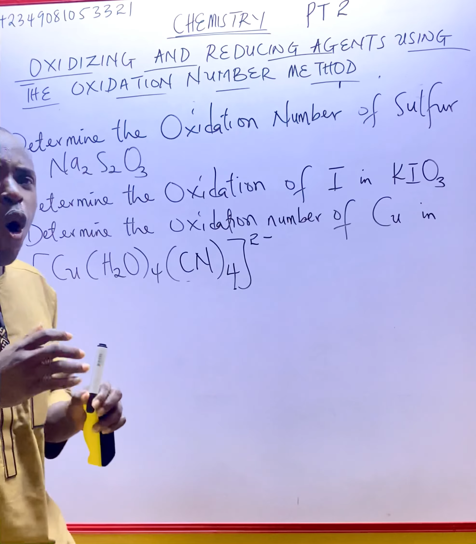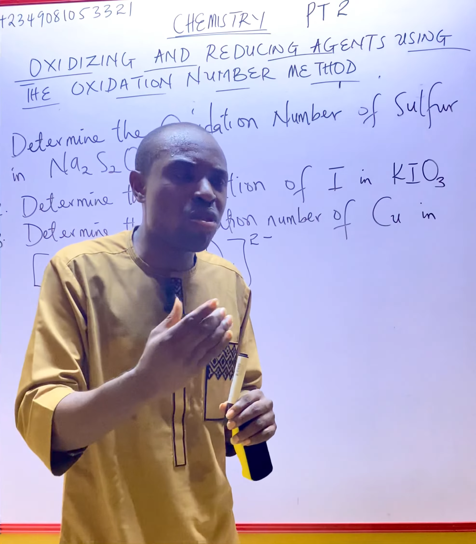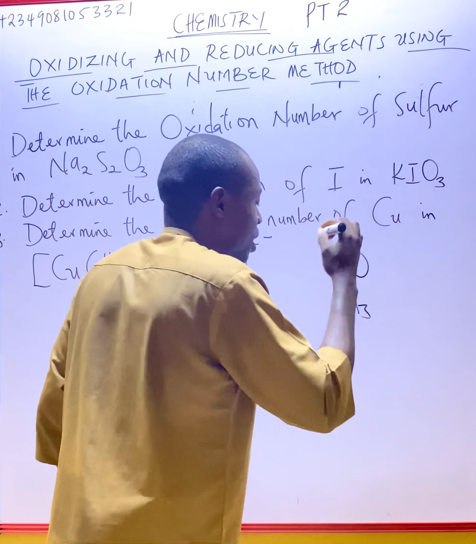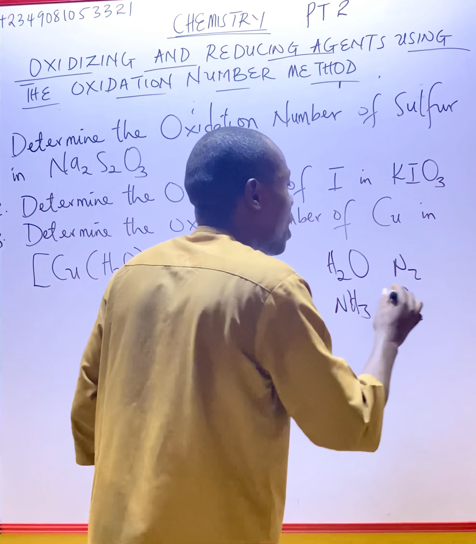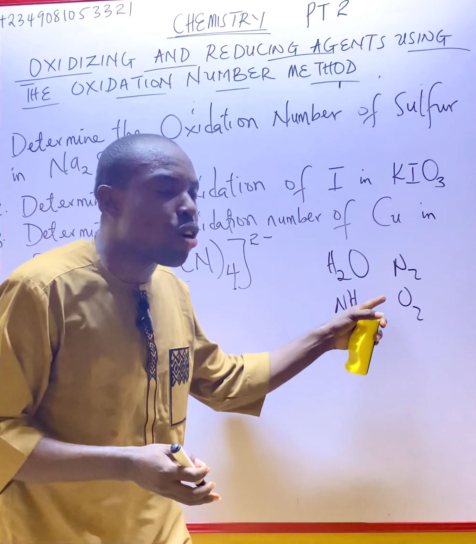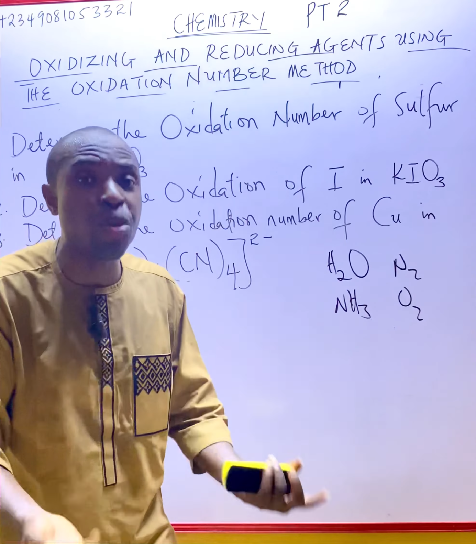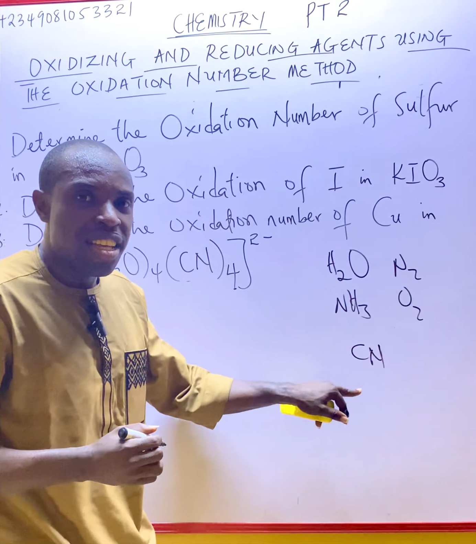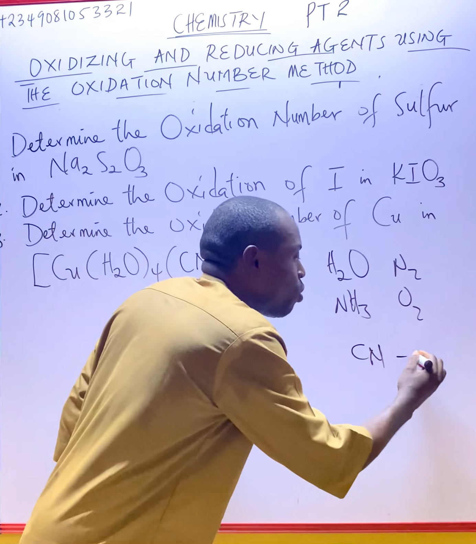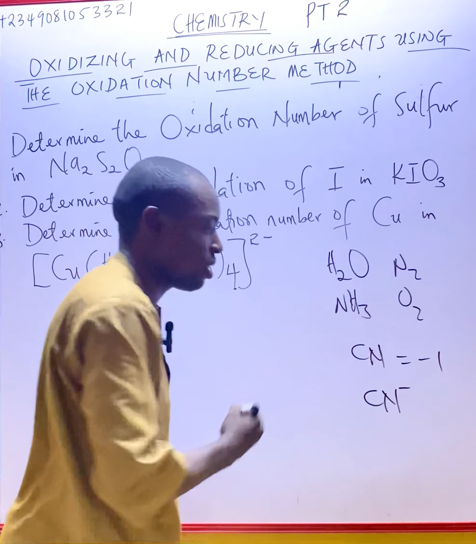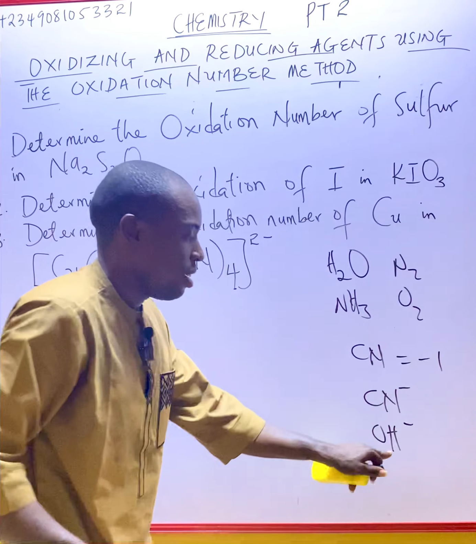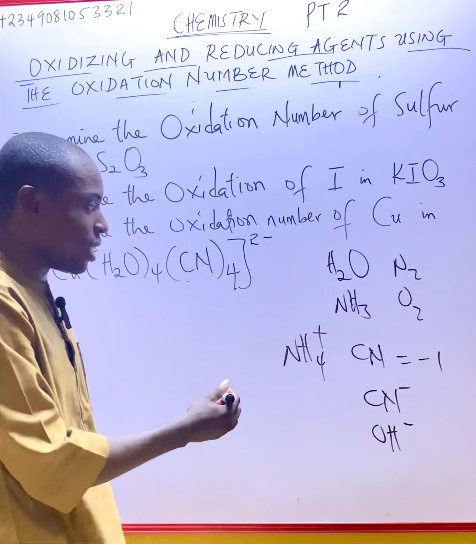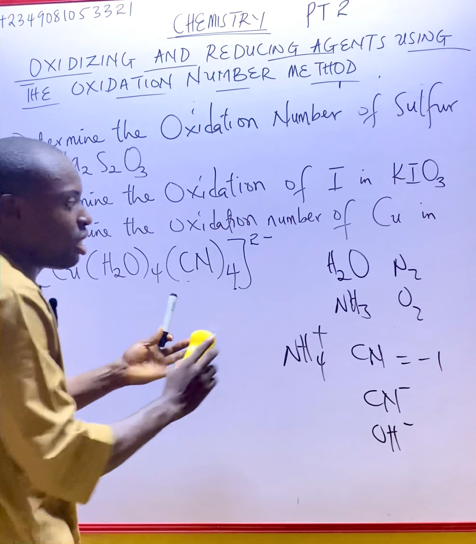Now take note, there's something we call neutral molecules. Examples: H2O, NH3, N2. All these are neutral molecules. And if they are neutral molecules, they have an oxidation number of 0. Now, we can also have cyanide, right? Cyanide has an oxidation number of -1. Hydroxide, -1. Ammonium, +1. So let us do it together to understand this foundation.